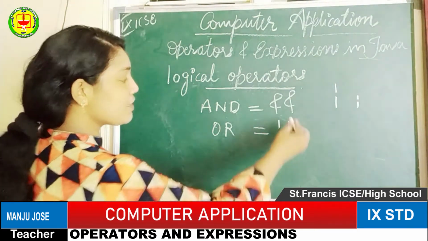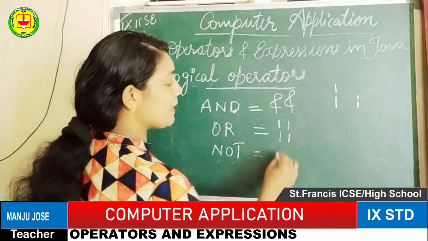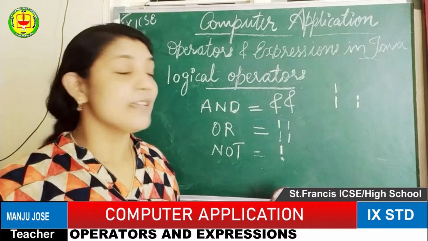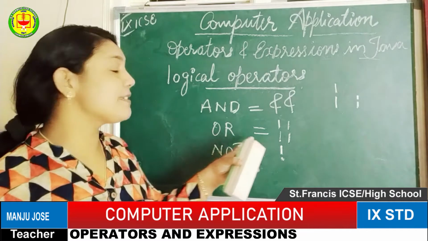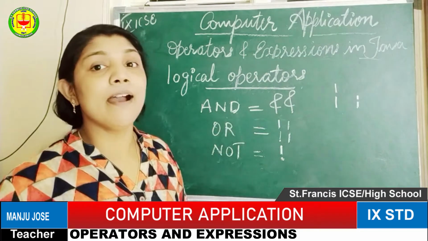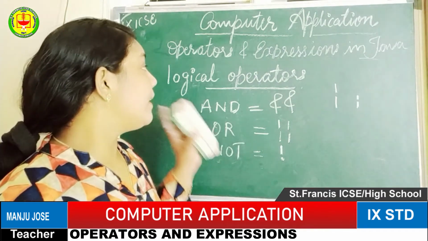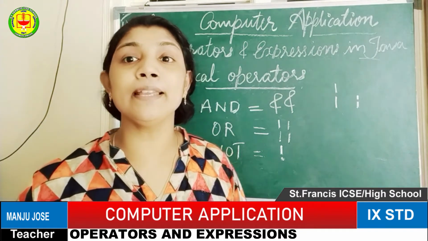The next one is the NOT operation. The NOT operation is represented by the exclamation symbol from the keyboard. The OR operation is represented by the pipe symbol, and the AND operation is represented by the ampersand symbol. So these are the logical operators we use in the Java programming language.